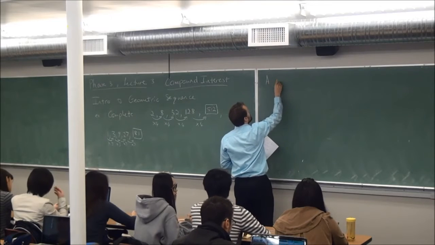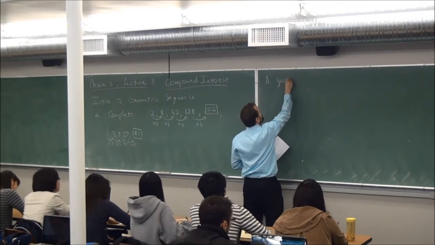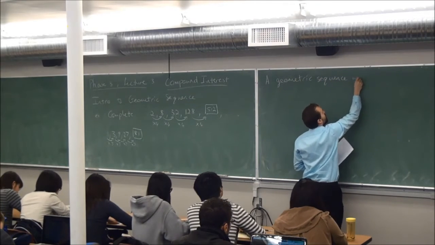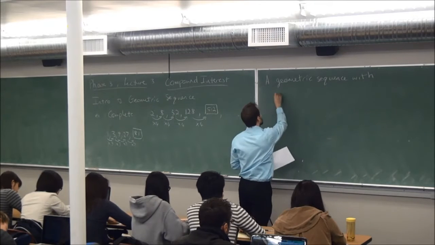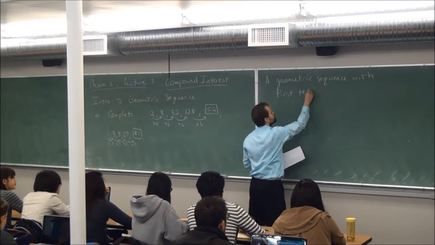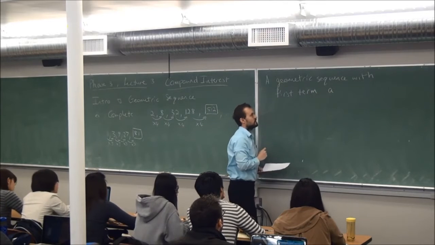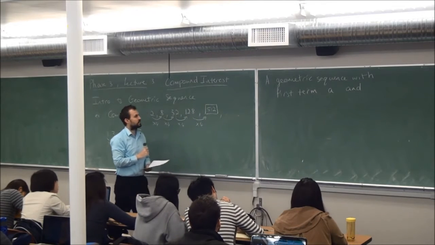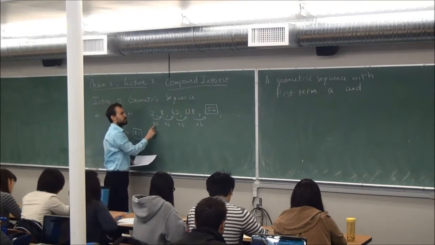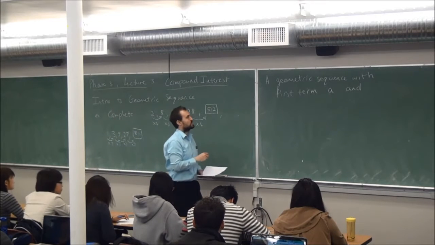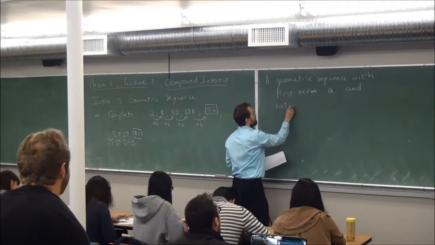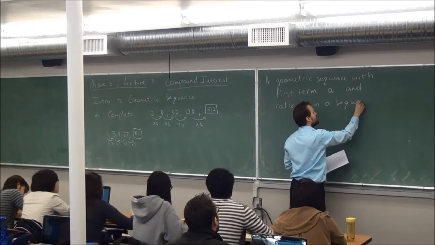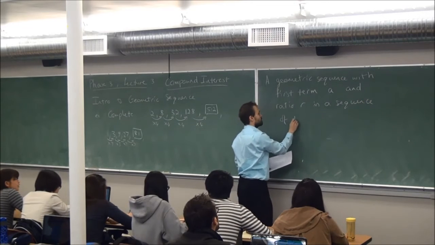So a geometric sequence with, now I need to know, again, where do I start? Let's call it A again. And I don't have the constant difference. I have this number that I multiply by, I call that the ratio. R for ratio, is a sequence of the form.